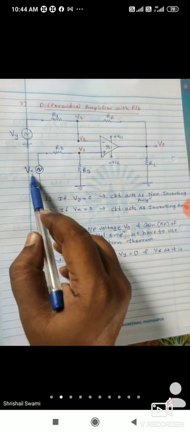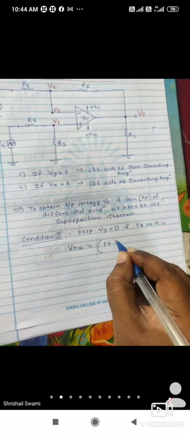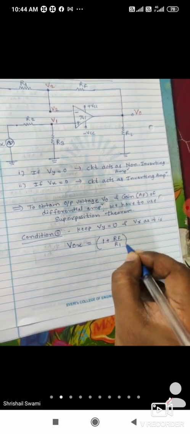So when Vx is present and this terminal is grounded, what does the circuit act as? Vy being zero means it acts as a non-inverting amplifier. So in a non-inverting amplifier, what is the gain of the amplifier? That is nothing but 1 plus Rf divided by R1. This is the gain, multiplied by the input voltage. Input voltage is V1 now. Don't take Vx, because Vx is different. So V1 you can take here.